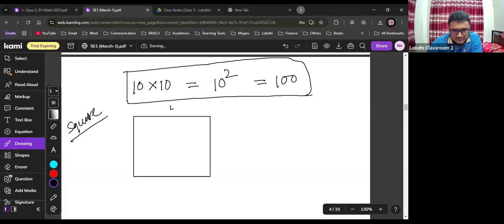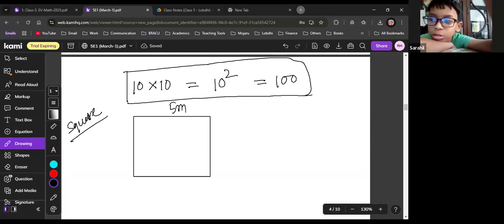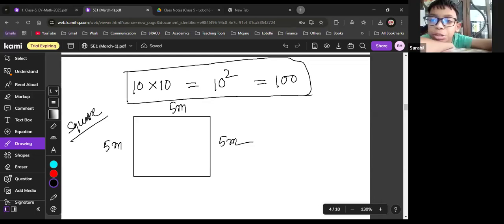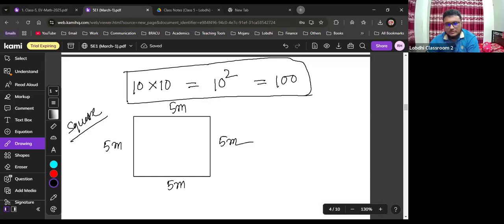It has been told that this is a square. Now, if this is 5 meter, do I need to tell you again what the lengths of the other sides are? If I just tell you one of the sides equal to 5 meter in this square, do I need to tell you about all other sides extra? No, sir. No, because all will be 5 meter. Sir, 5 into 4. No, just wait a bit.